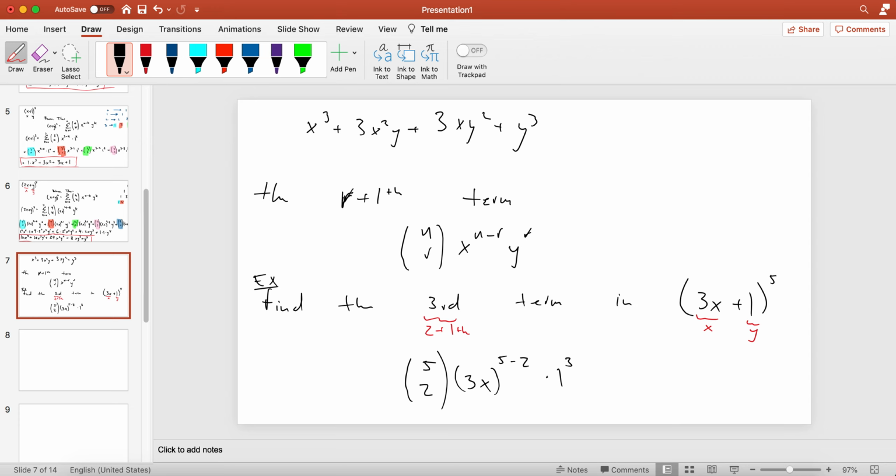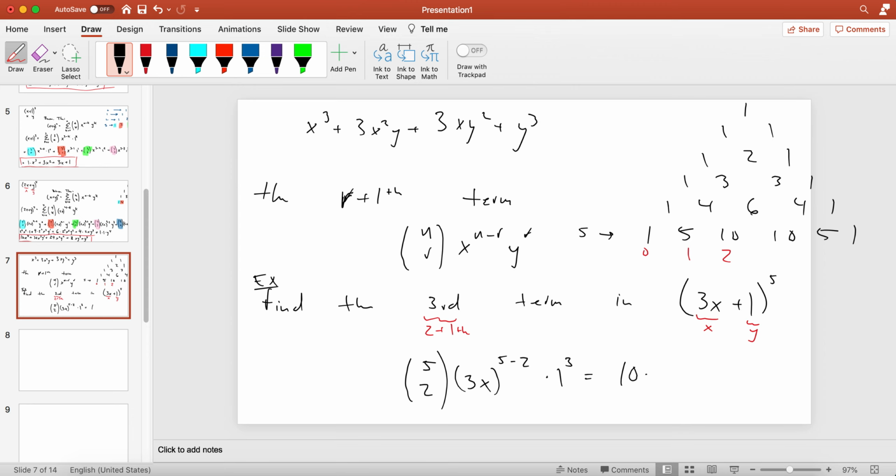Okay, what is 5 choose 2? Let's figure that out. I'm just going to draw my Pascal's triangle here. This is 1, this has to be 5, this has to be 10, 10, 5, and 1. And I want 5 choose 2. So remember, this is row 5, but we always start counting at 0. So this is 0, 1, 2. So 5 choose 2 is actually going to be 10 in this case.